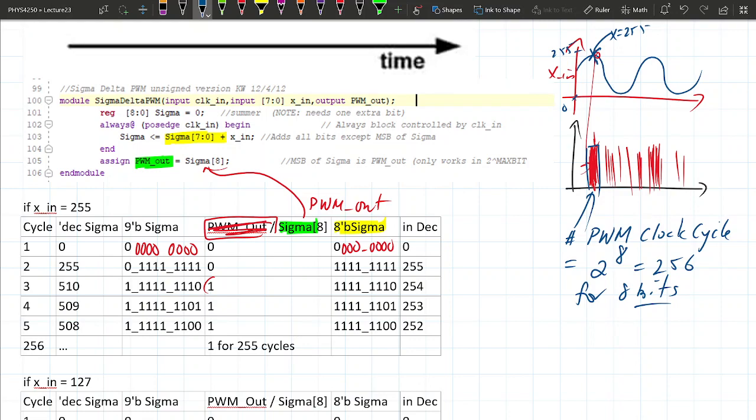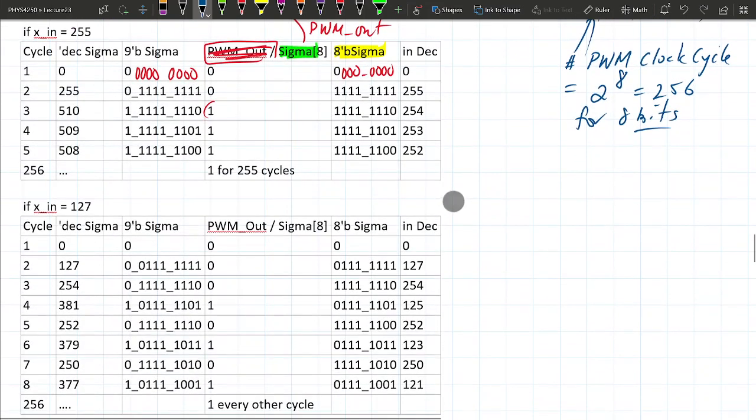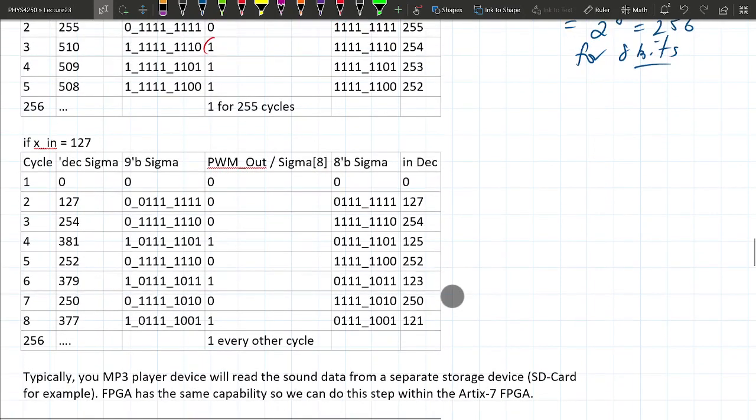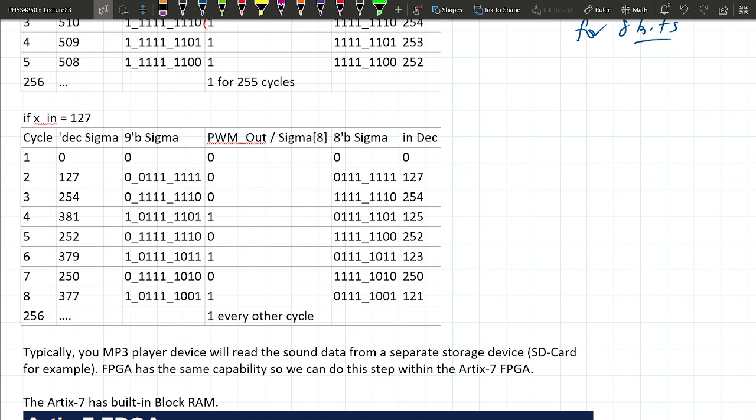Should we do another example, just to make sure this is not crazy? Let's do this next example kind of quickly. Maybe we don't have to do that. So let's say xn was 127 instead, basically half the maximum amount. Same thing happened on the first cycle where you just get zeros everywhere. The second time the clock rolls around, this number gets converted.